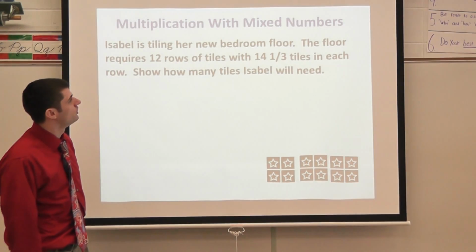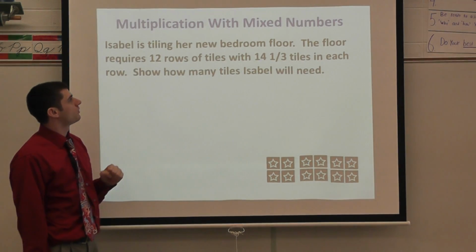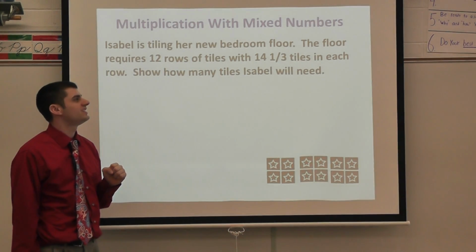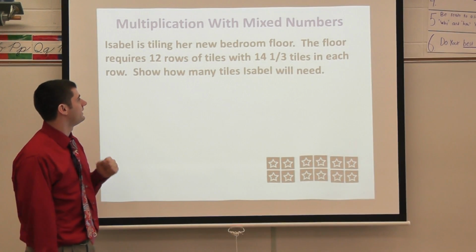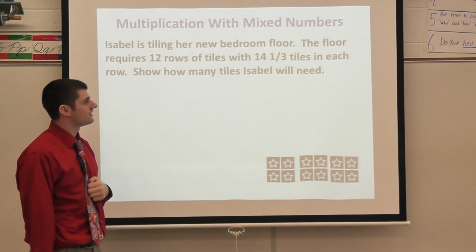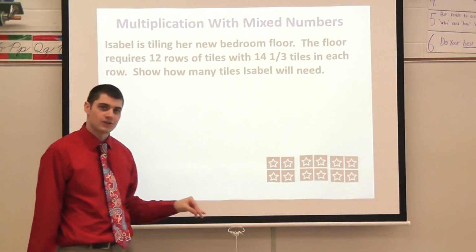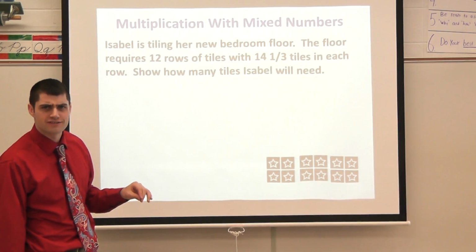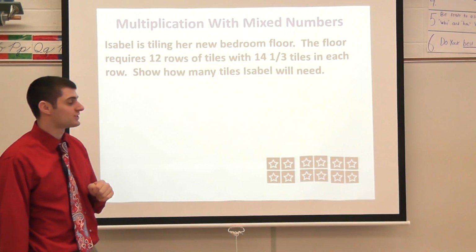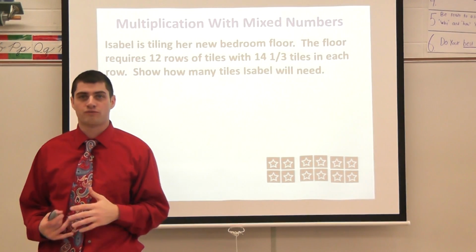Isabel is tiling her new bedroom floor. The floor requires 12 rows of tiles with 14 1/3 tiles in each row. Show how many tiles Isabel will need. And we have our nice little pattern down here, some cute little stars to put on her bedroom floor.